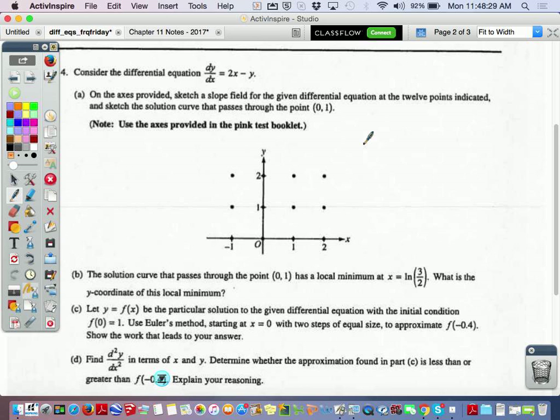Okay, moving on to the 2005 differential equation FRQ. In this problem, we are given a very simple differential equation in terms of x and y. dy/dx equals 2x minus y.